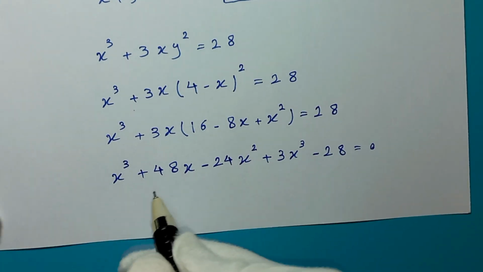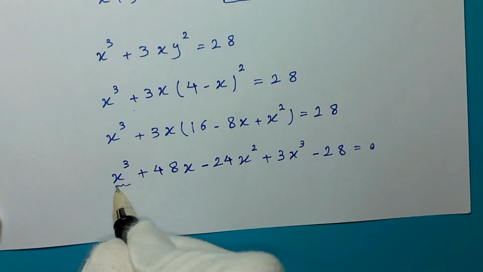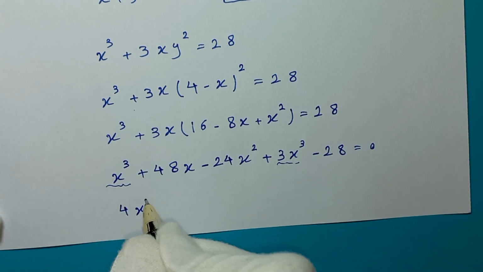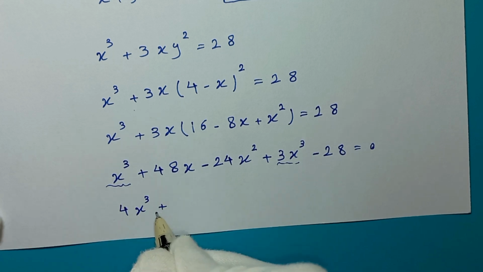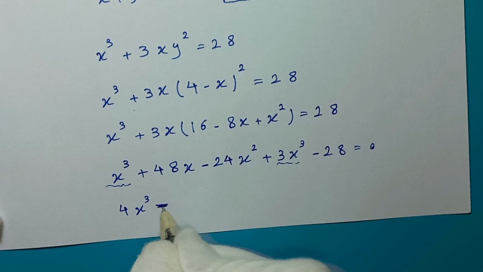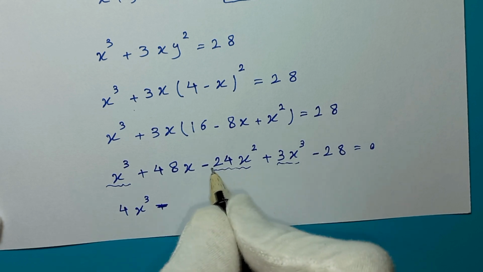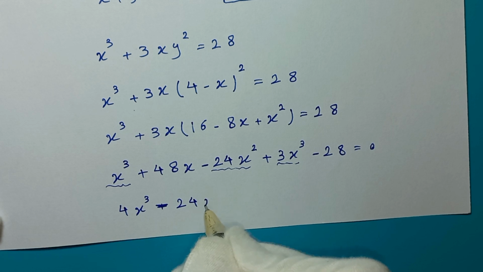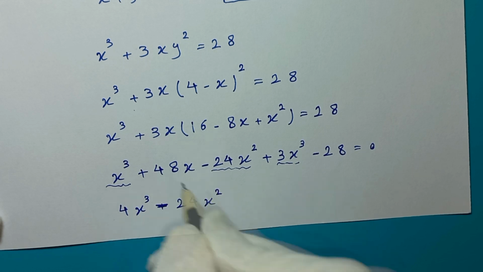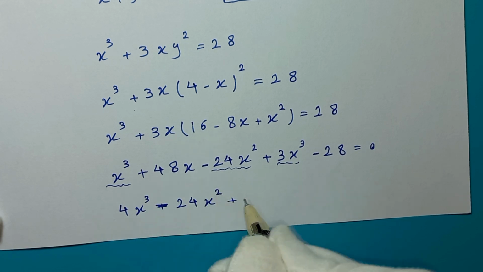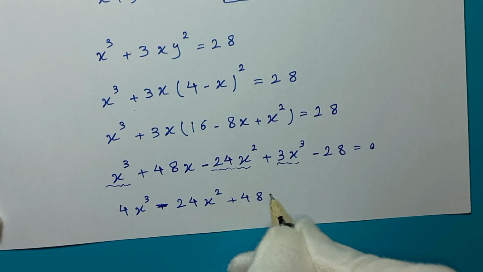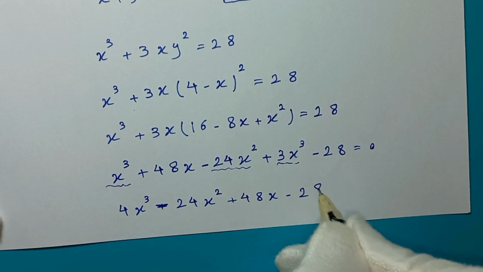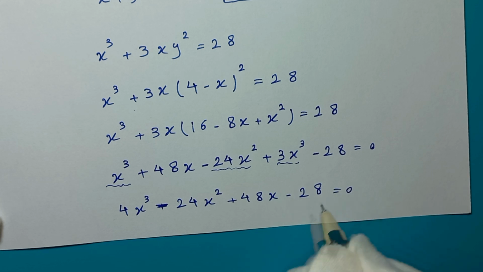And it will be x cubed plus 3x cubed is 4x cubed, minus 24x squared, plus 48x, minus 28 is 0.